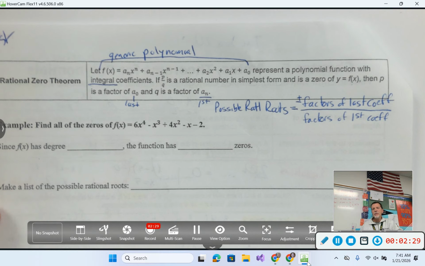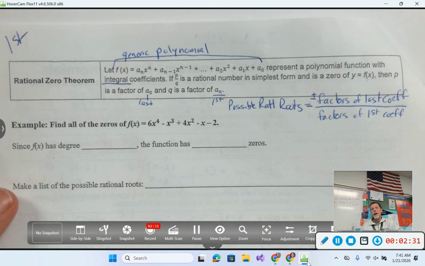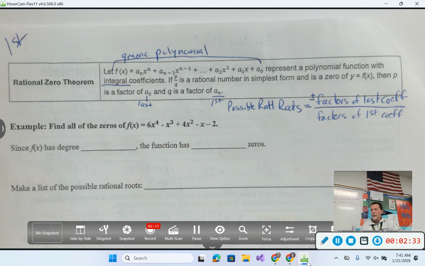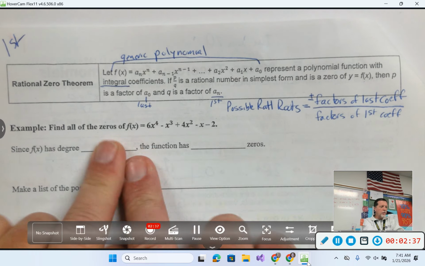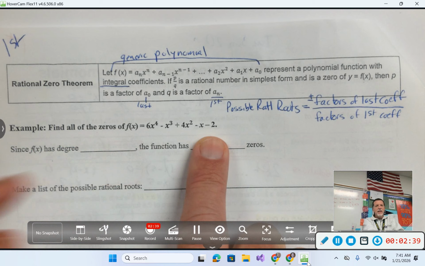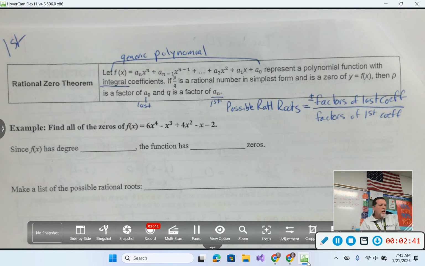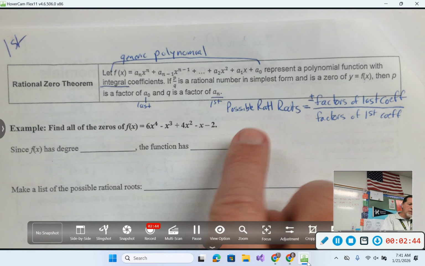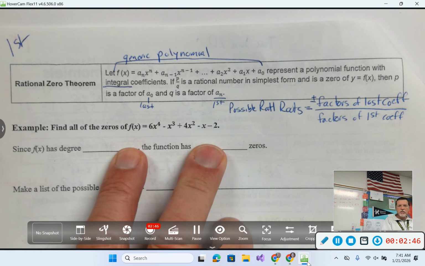So this kind of goes back to a time in the land before calculators. If you didn't have a calculator to find the zeros and you're trying to just figure out what the zeros of this first example are, how in the world would you know where to start? But the rational zero theorem, the possible rational roots, tells you where to start.